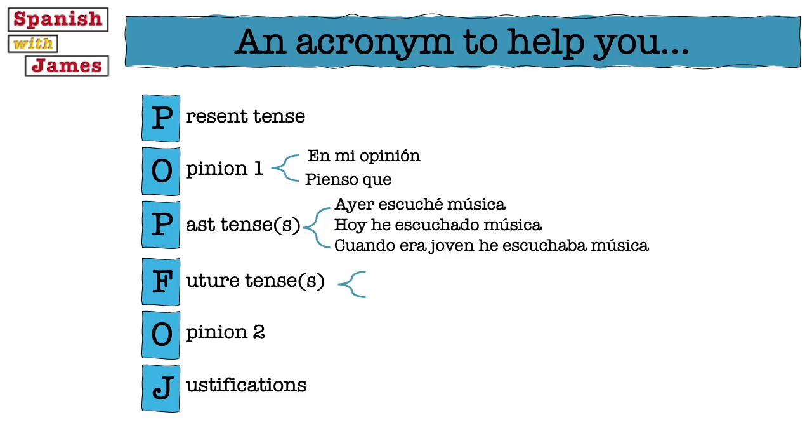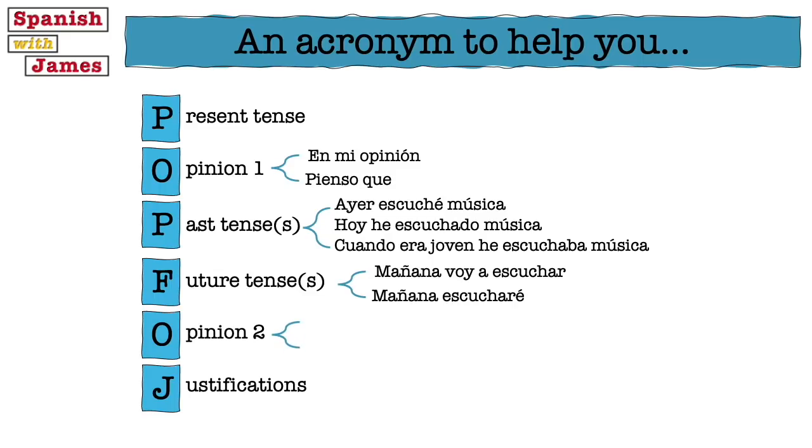Future tenses, we could use the near future. Mañana voy a escuchar música. So the verb ir plus an infinitive. We could use the simple future. Mañana escucharé música. Tomorrow I will listen to music. It doesn't matter which ones you use, as long as you use your present tense, one past, one future as a minimum, and then anything else is a bonus.